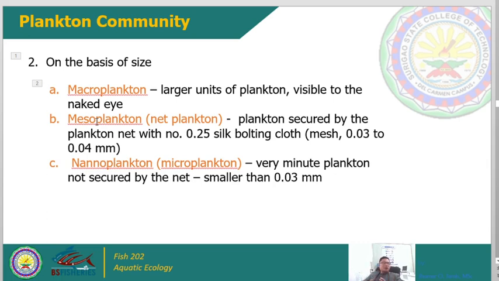How do you classify them? Kung gamitan nimo sila og mga mesh size nga plankton nets, mesh meaning the holes in your net. So if the mesh is 0.03 to 0.04, what you catch are the mesoplankton. But if your planktons are nanoplanktons, more or less you cannot catch them using those mesh sizes. They are very minute planktons not secured by the net, they pass through the net. They can however be caught using a net smaller than 0.03 millimeters. Grabe sila ka gagmay gyud. Okay? So those are the three classifications of planktons based on size.